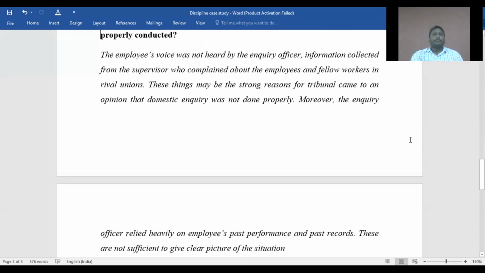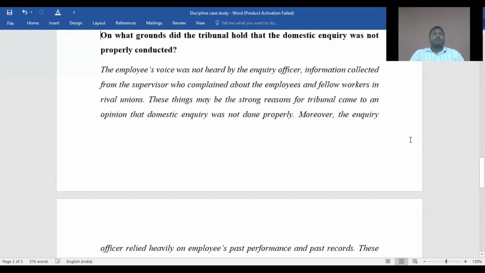The third question is, on what grounds did the tribunal hold that the domestic inquiry was not properly conducted? If we clearly see, the employee's voice was not heard by the inquiry officer first. Second, information was collected from the supervisor who complained about the employee, the fellow workers, and the leaders from rival unions. So these are the sources where this inquiry officer gathered the information. In such a case, he may not sometimes get accurate information.